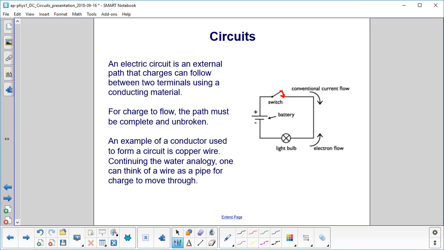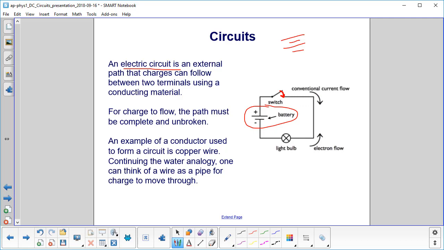Here's a drawing of a circuit. I mean, it's a schematic. It really doesn't look like this. But an electric circuit is an external path that charges can follow between two terminals of a battery using a conducting material. All right, so where's our battery? It's represented by this, with the longer line being the positive sign and the shorter being the negative. And sometimes people put extra lines in like that. That's still a battery. That's what we like to do because then you won't confuse it with another circuit element called the capacitor, which you'll study in AP2.